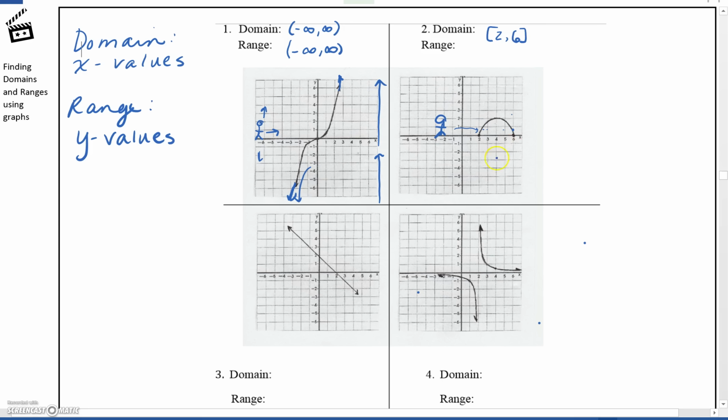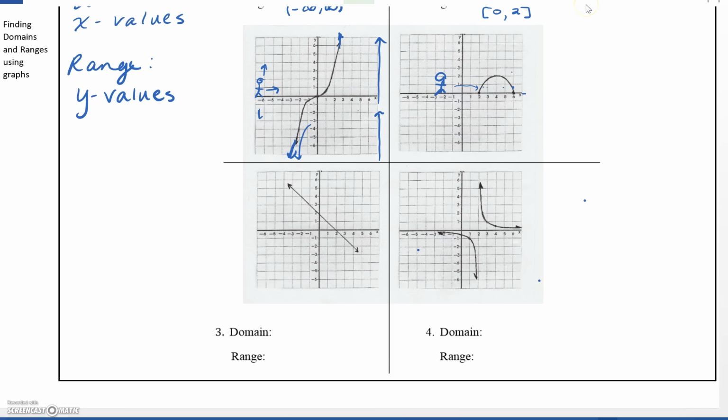Okay, the range, well, we want to go from bottom to top. So down here, there's no graph. The graph doesn't really start when we're going from bottom to top until 0. We go to 0, and the highest point on the graph is 2. So it stops at 2. So our range goes from 0 to 2.